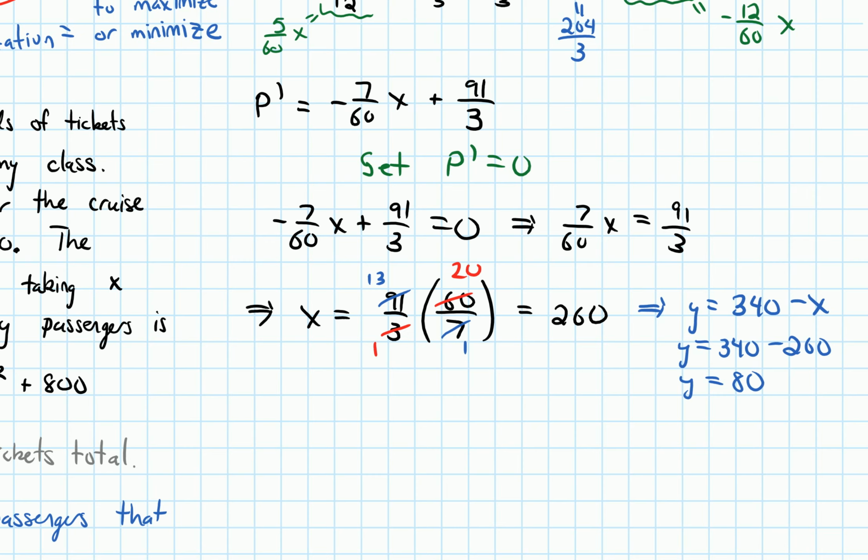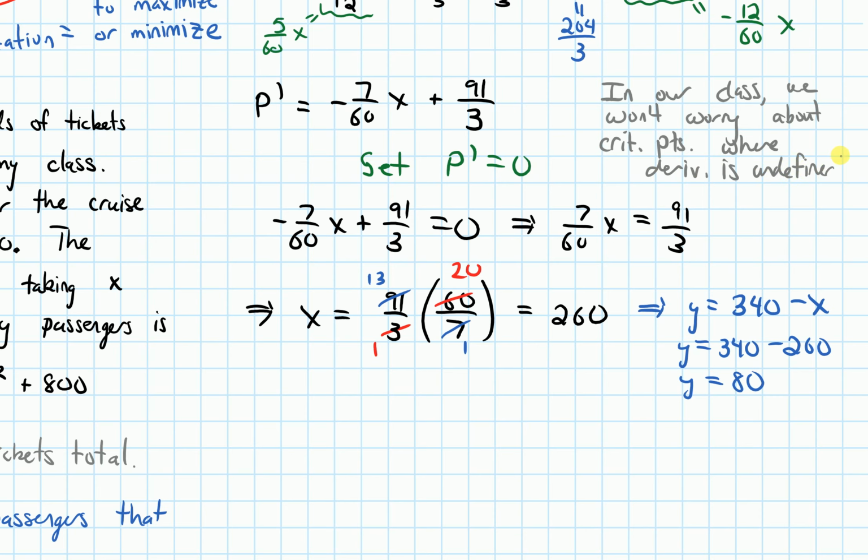Okay, so one quick comment that I want to make about this is, when I find critical points, technically I need to be finding where the derivative equals 0, and also where the derivative is undefined. In this class, we're not going to worry about the situations where the derivative is undefined and those critical points. So in our class, we won't worry about critical points where the derivative is undefined. We're just going to worry about the ones where the derivative is equal to 0.